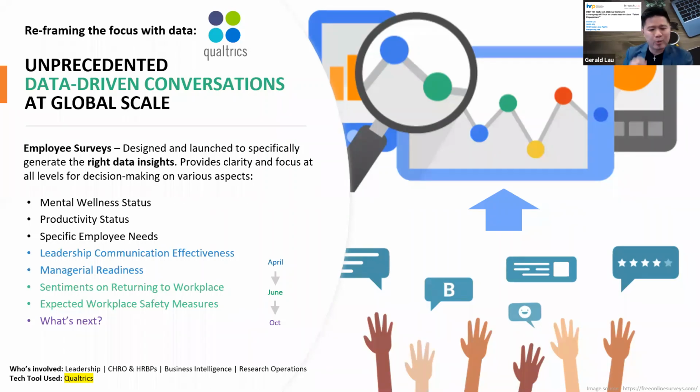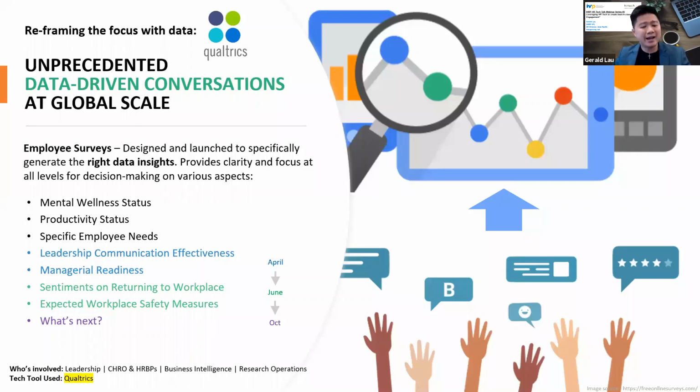But here's the interesting thing. When we asked the employees, how would you feel about returning to work? Happiness dropped by a third. Sentiments of unhappiness grew from 7% up to 20%. And we were also able to slice the data to show that some countries were more happy to return, while some countries were neutral and some countries were polarized.